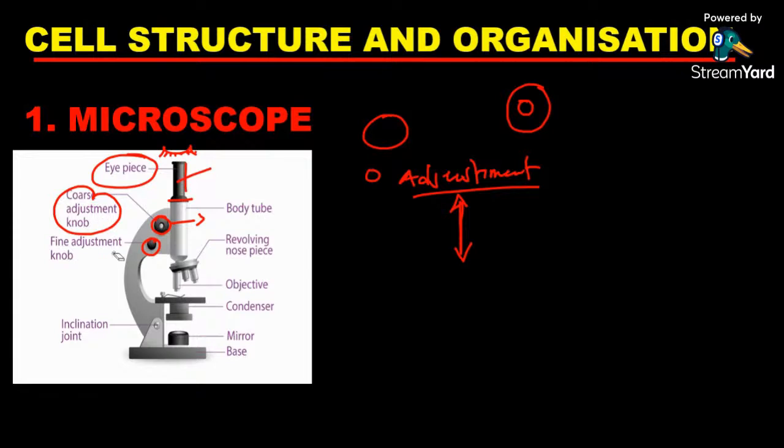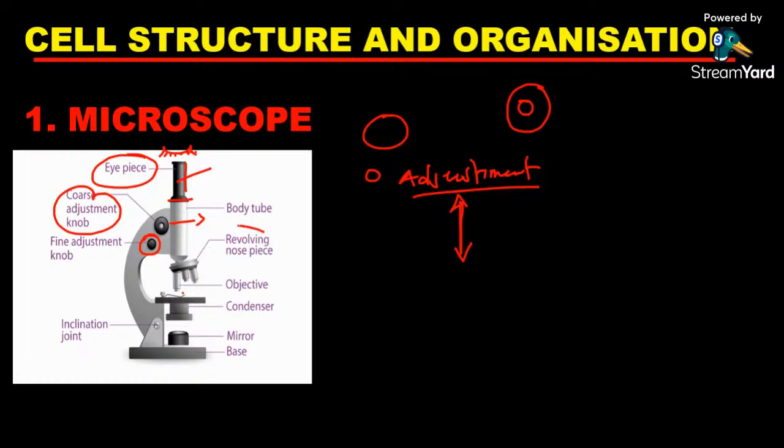So this one is the one that you use now if you want to make the image of the object clear. You move or use the fine adjusting knob. As you move it slowly, it is able to move slowly as it magnifies the object. So that is very important.